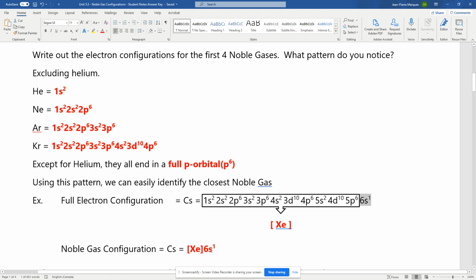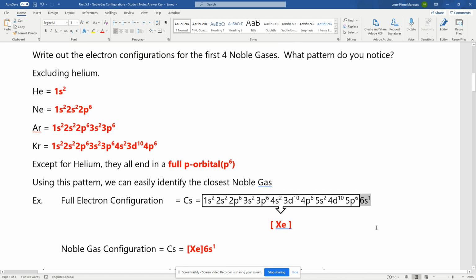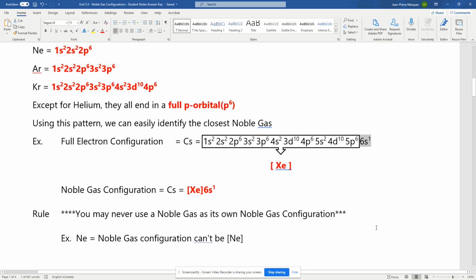But what about the 6s1? What else does this tell us? Well, it gives us one important piece of information. Oh, before I get into that, sorry, I should have said that. You cannot use a noble gas as its own noble gas configuration. So for example, I could not take xenon and say the noble gas configuration of xenon is xenon. That doesn't give me any information.